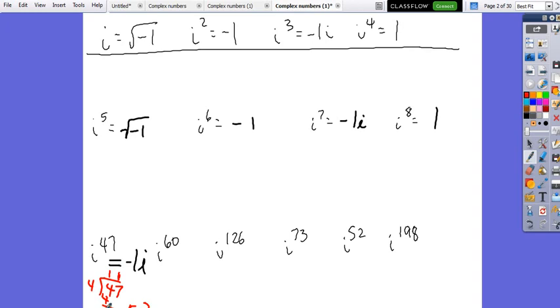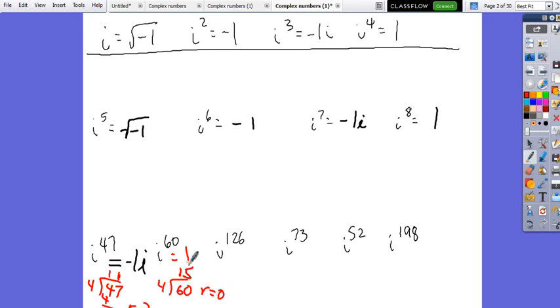If it's divisible by 4, if there is no remainder, the answer is just 1. You always divide whatever the exponent is by 4, because there are 4 things. All right, so let's do the next one. i to the 60. 60 divided by 4 is 15, right? Is there a remainder? No, the remainder equals 0. So you always go to the 1, the 4th one, when there is no remainder. So it's 1.